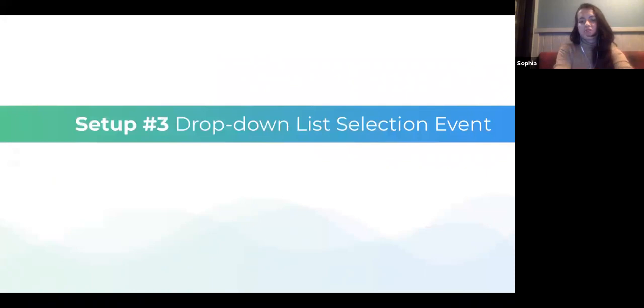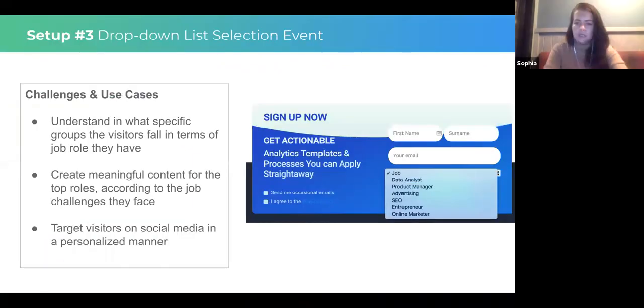The next one is a very interesting one. I'm going to show you how we apply it on the House of Progress website: how we are going to track the drop-down list selection. Let's say that we have this kind of form on the website. It's a sign-up form, and we want to understand the job area of the people that are interested in the content we are offering and the information we are putting on the website. So the use case is that we want to understand in what specific groups the visitors fall in terms of the job role they have.